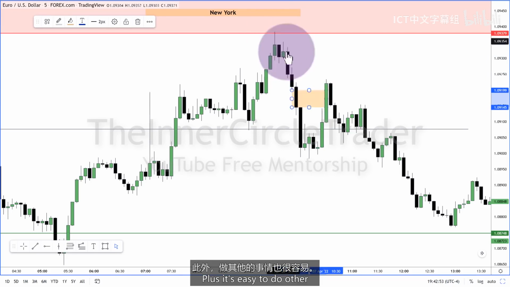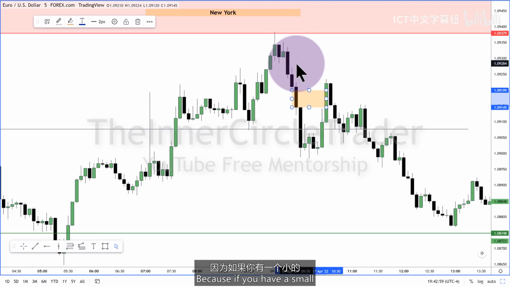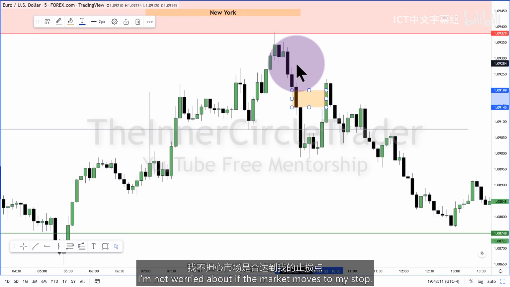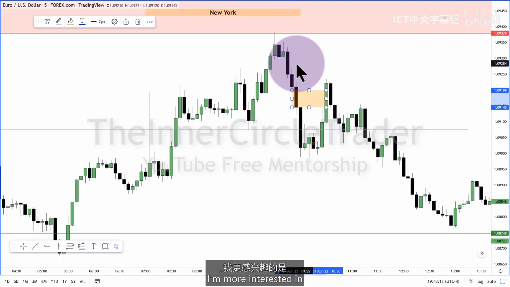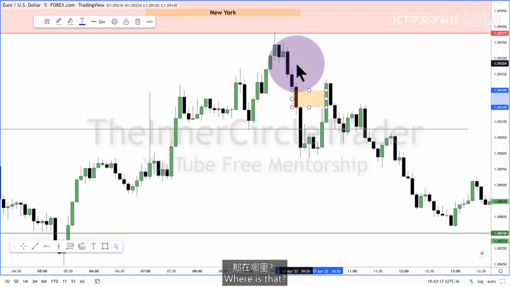Plus, it's easy to do other things. You can walk away from the charts and not be chained to it, because if you have a small, ultra short stop, I don't care how good you are, you're going to sweat it. You're going to be expecting to get stopped out. What happens if it stops me out? I'm not worried about getting stopped out. I'm not worried about if the market moves to my stop. I'm more interested in the market moving where I think it's going to go.